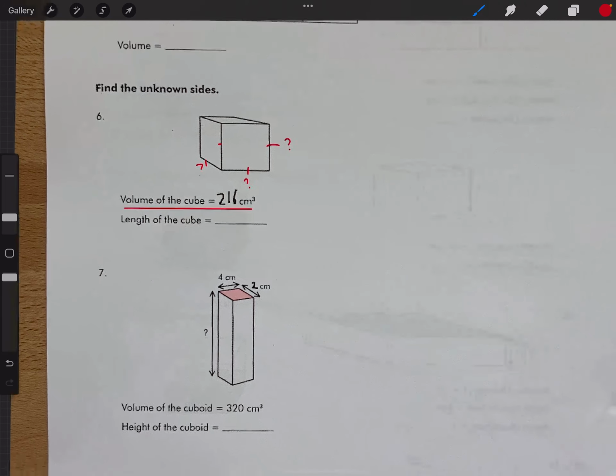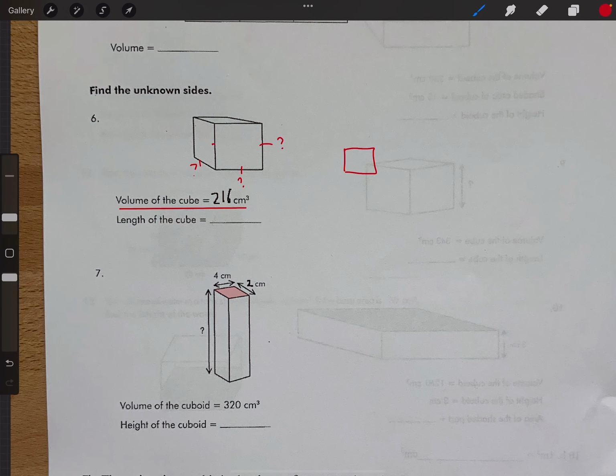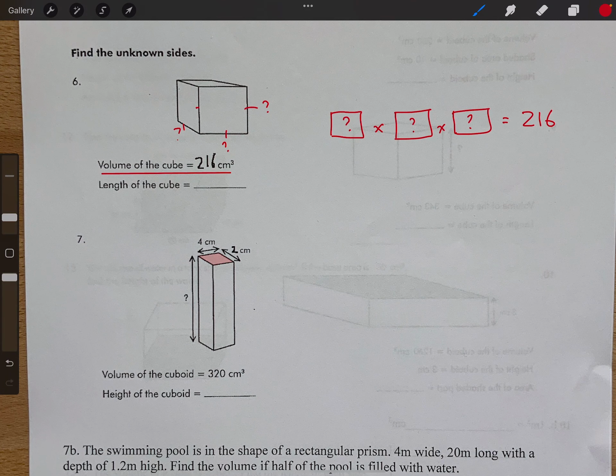So whatever number this is, it's all going to be the same. So some three numbers that are the same that multiply together to give me 216. So just go through the numbers. Let's try 2 times 2 times 2. What does that give us? 2 times 2 is 4, times 2 is 8. So it's not 2. Try 3. 3 times 3 times 3. 3 times 3 is 27. 27 times 3 is 81. Oh, sorry.